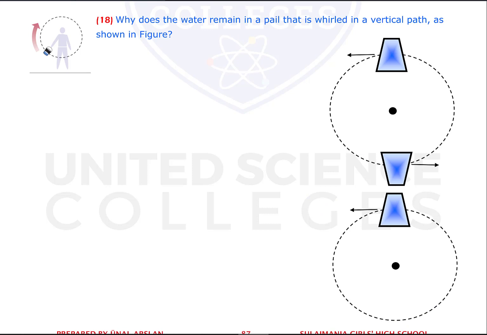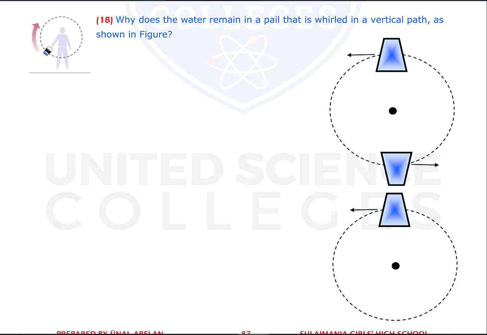Why does the water remain in the pail that is whirled in a vertical path as shown in the figure? So this bucket is full of water. Of course, we are not talking about the bottom position, because at the bottom in all cases the water will stay inside the pail.